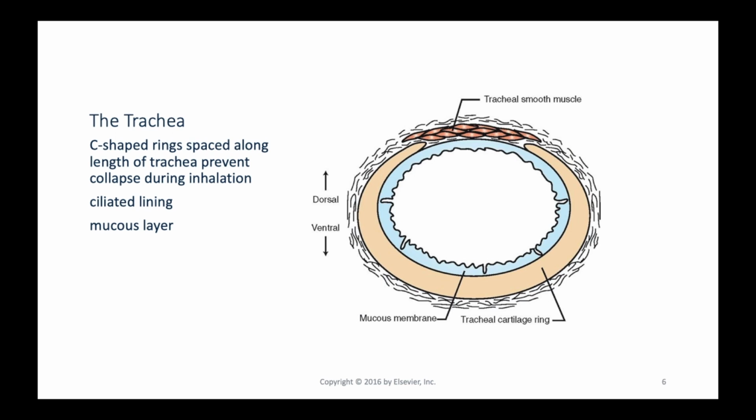Now it's important to note that the trachea has a mucus layer all the way around the inside of the trachea, but this tracheal cartilage ring, it's not a full ring. So the tracheal cartilage creates this C, and then we have tracheal smooth muscle, which creates a little gap.